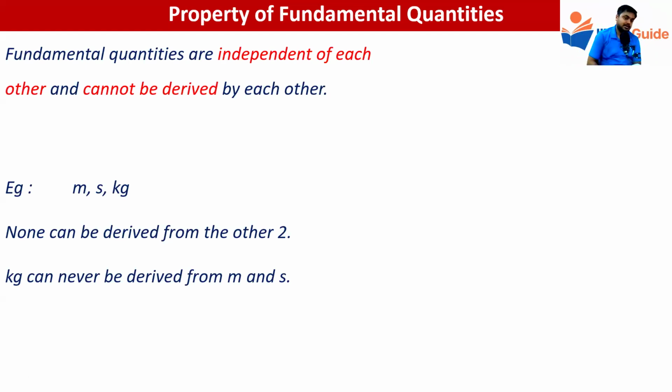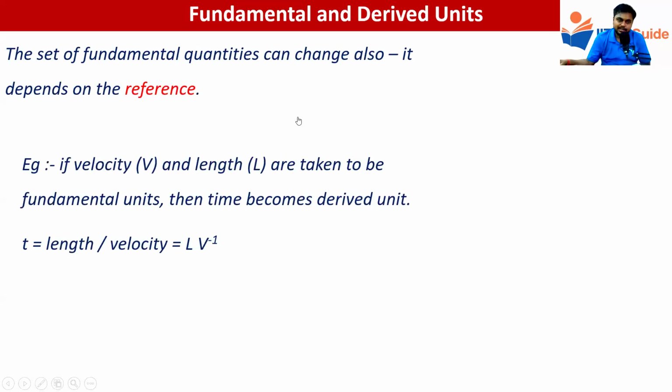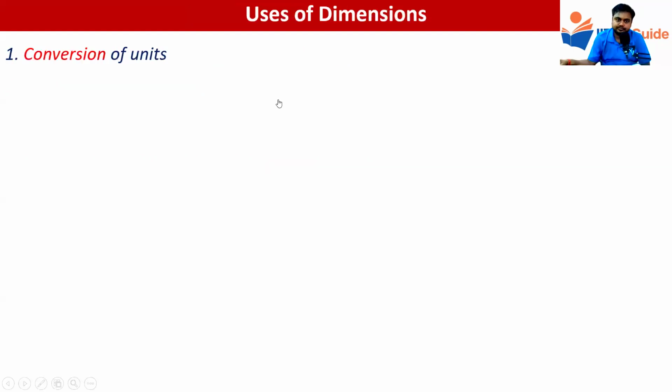Okay, an example is given that kilogram can never be derived from meter and second. The set of fundamental quantities can change also. Like it depends upon the reference. For example, if velocity and length are taken to be fundamental units, then time can become a derived unit. If it is clear, please raise it. Okay.